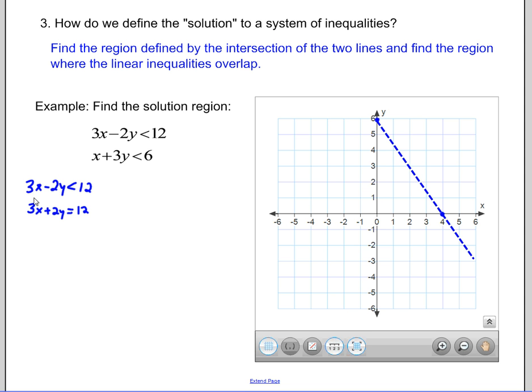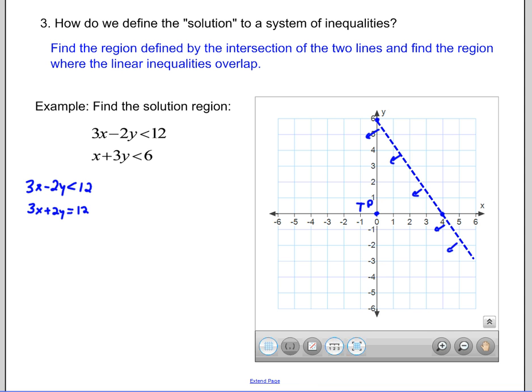And now if we want to graph 3x minus 2y is less than 12, we have to shade in the appropriate region of our graph. If we put in (0, 0) right here as a test point, it gives us 0 minus 0 less than 12. Yep, that's true. So it's going to be everything on this side of our line that would be shaded in.